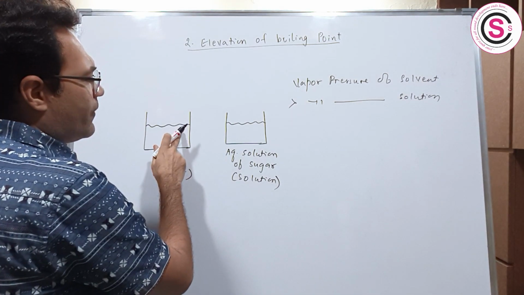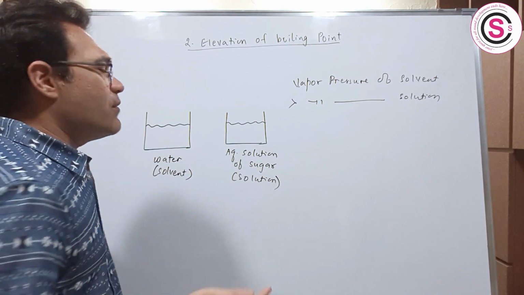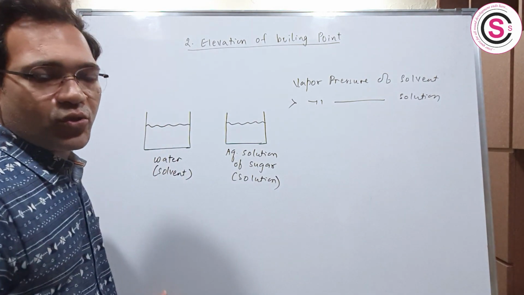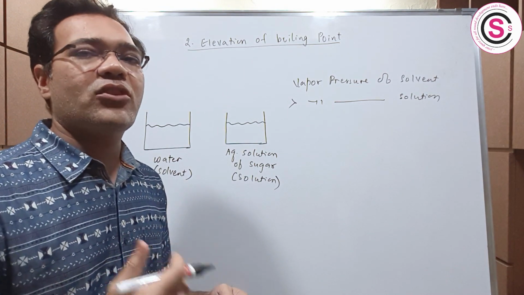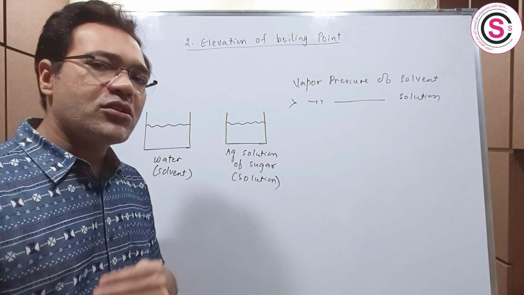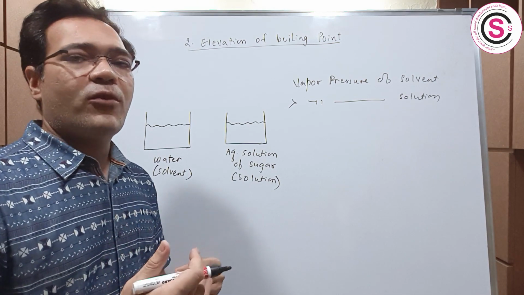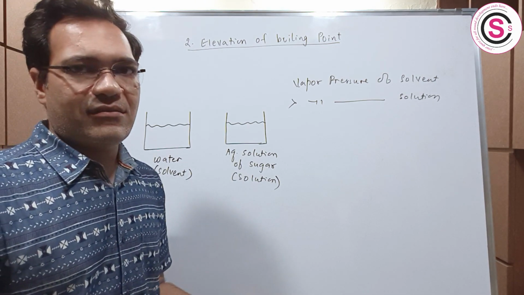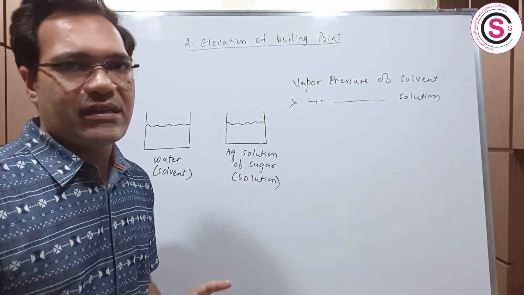Suppose both of them are at 25 degrees Celsius, or at room temperature. The vapor pressure of water will of course be more than the vapor pressure of the sugar solution, because in sugar solution there is a force of attraction between the sugar and the water molecules. Because of this force of attraction, water cannot move freely from the liquid state to the gas state, and as a result the vapor pressure in the case of solution decreases.